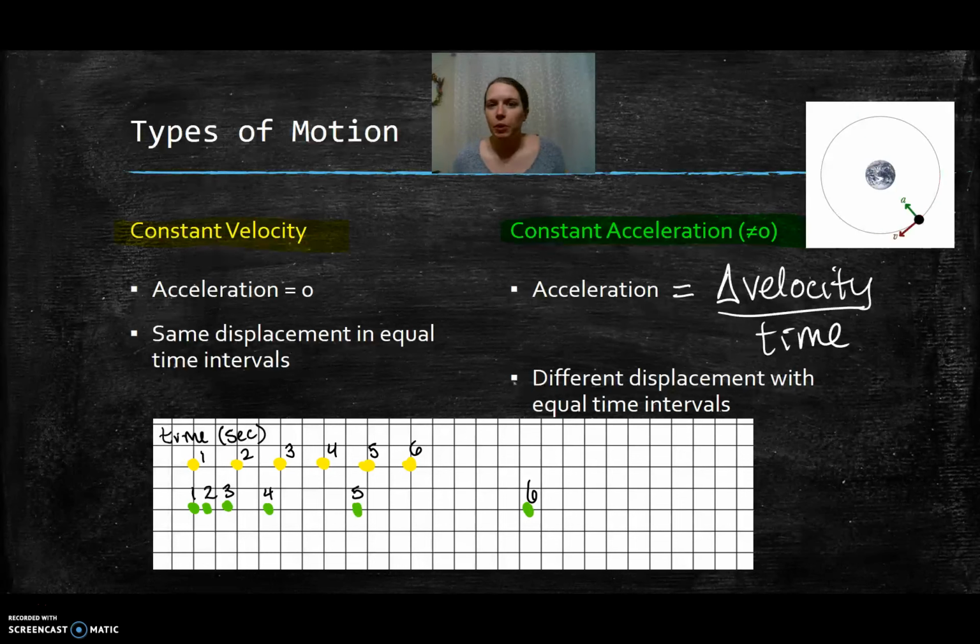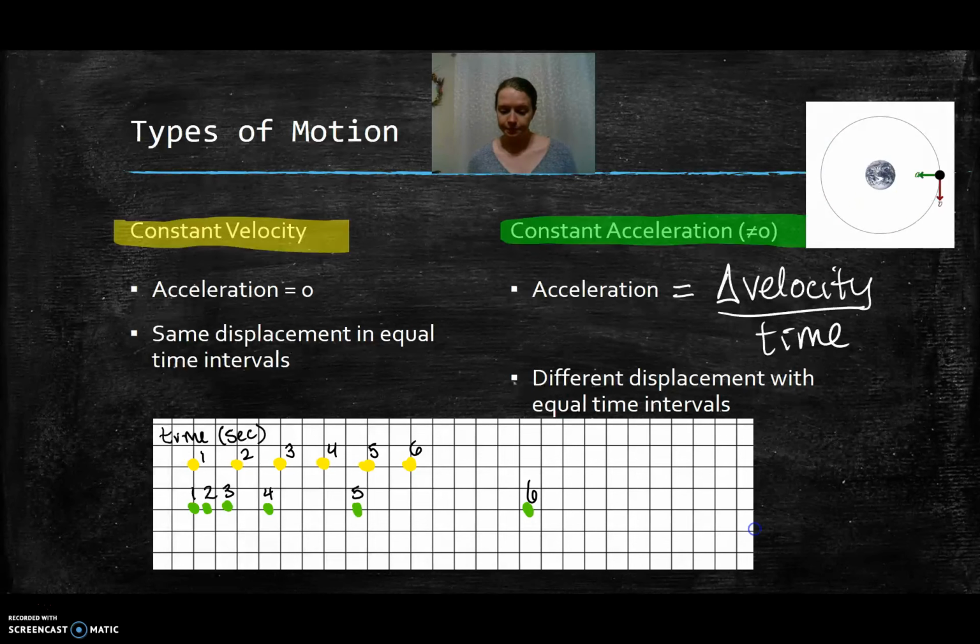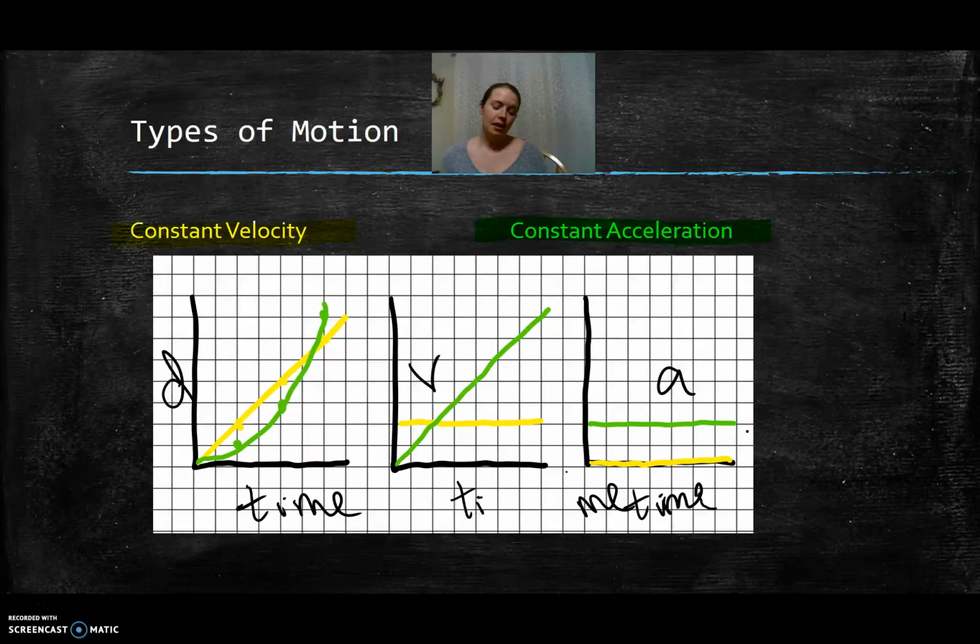Now there are types of motion in this universe that are not constant acceleration motion, but we are going to focus on constant acceleration as this simple case for us to study in physics. Another way to look at these types of motion is through a graph of displacement versus time, velocity versus time, and acceleration versus time. And this got a little messed up apparently.